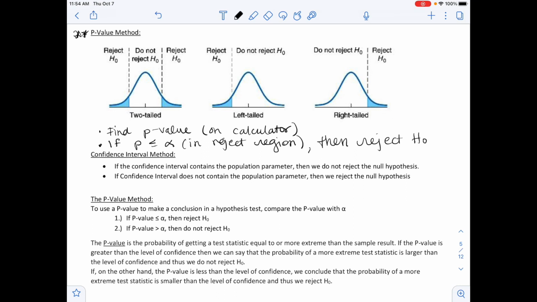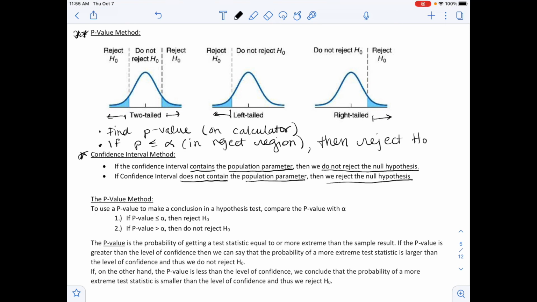And so again, two-tailed, left-tailed, right-tailed, the same thing. These are still your rejection regions, those shaded areas that we have, which is where you would reject your null hypothesis. Then we have a third method down here, which is our confidence interval method. And this says if the confidence interval contains the population parameter, then we do not reject the null hypothesis. But if our confidence interval does not contain the population parameter, then we're going to reject our null hypothesis.